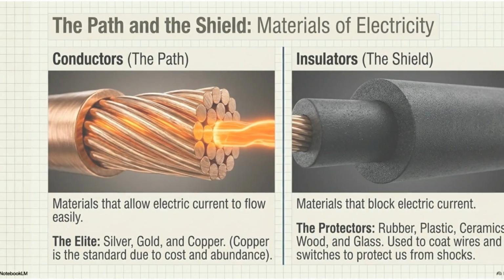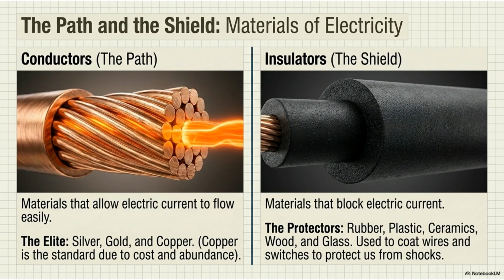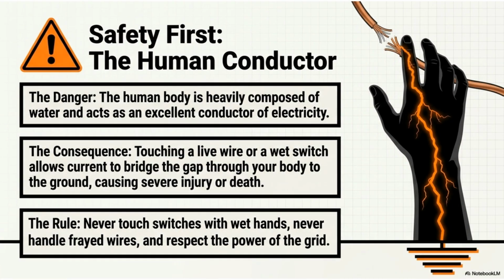Materials are split into two categories: conductors, like copper, which allow electricity to flow, and insulators, like rubber or plastic, which block it to keep us safe from electrical shocks. Safety is paramount because the human body is an excellent conductor. Never handle frayed wires or touch switches with wet hands. Always respect the power of electricity to prevent severe injury or death.